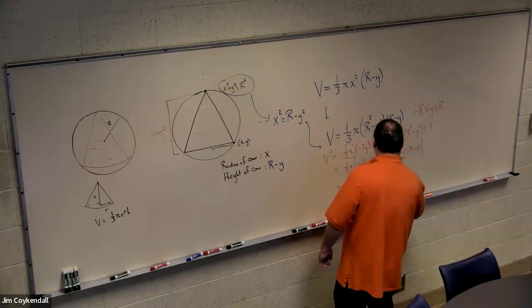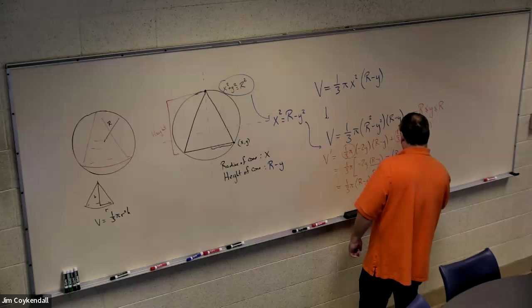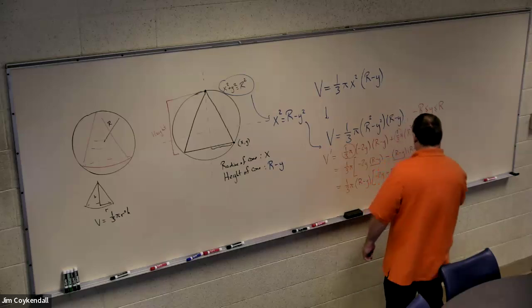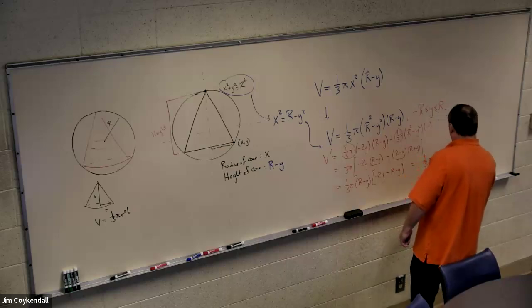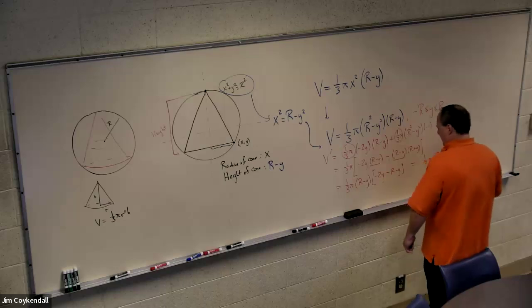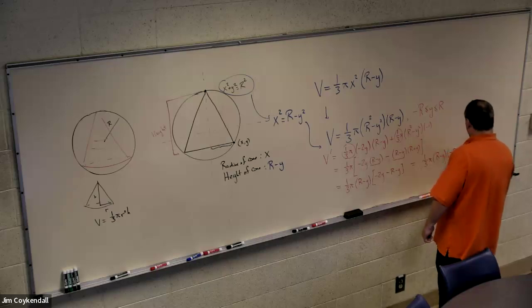This is minus 2y. This is minus (r minus y). So finally, I get the derivative. It's 1/3 pi times (r minus y) times (r minus 3y).